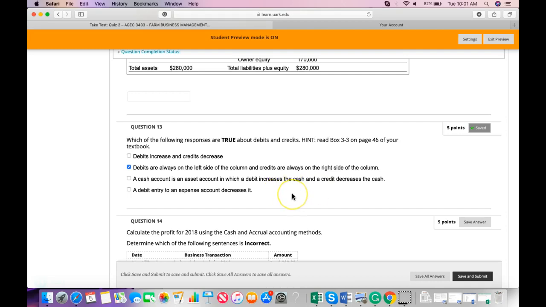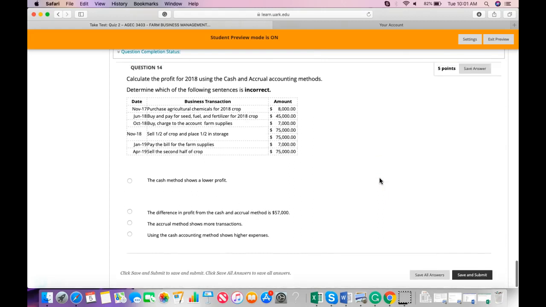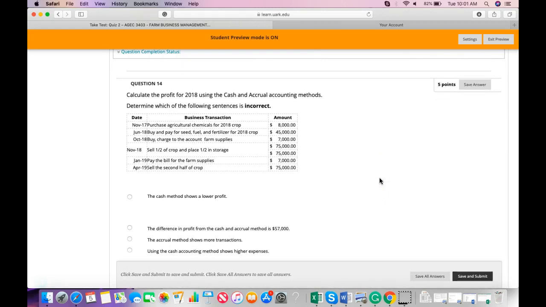A cash account is an asset account in which a debit increases the account and a credit decreases the account. This is true. A debit entry to an expense account decreases it. This is not true.